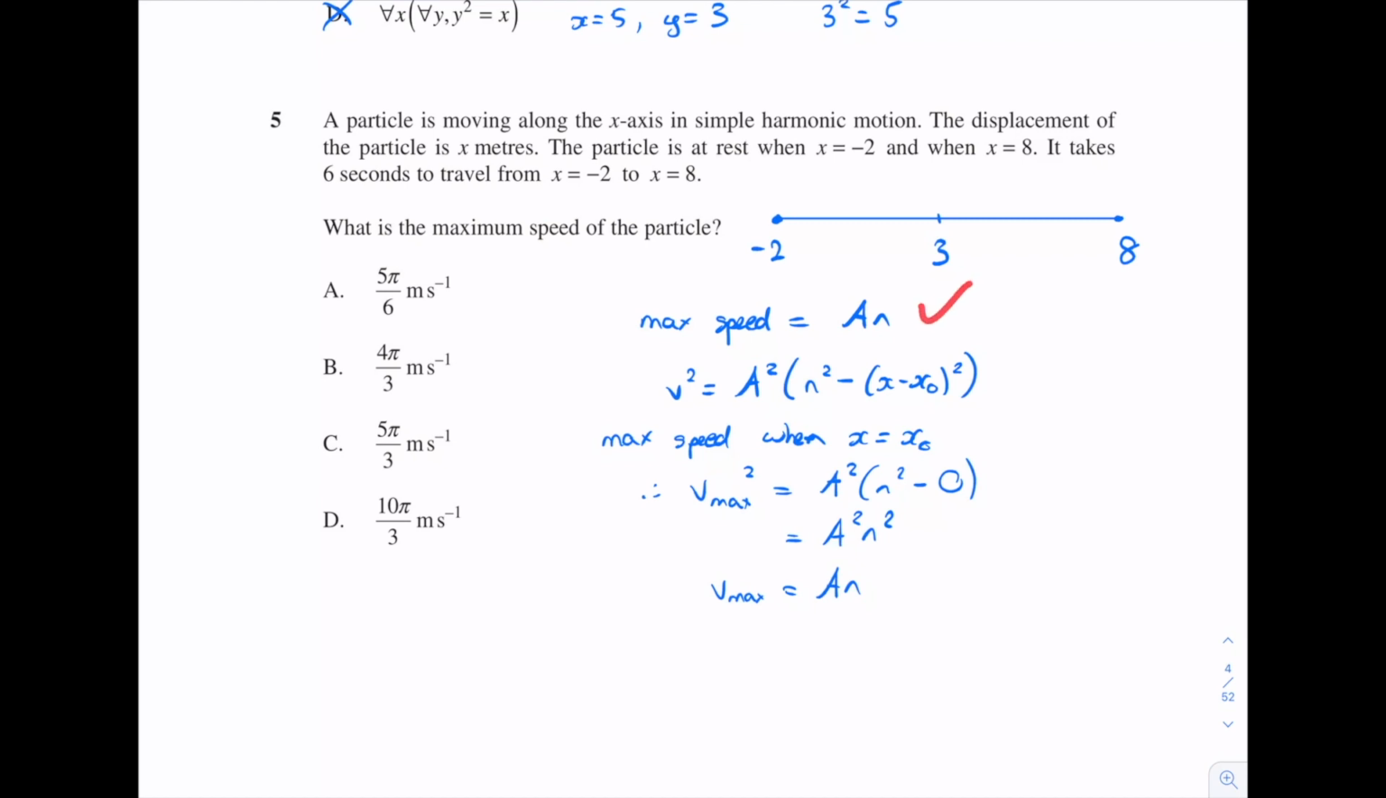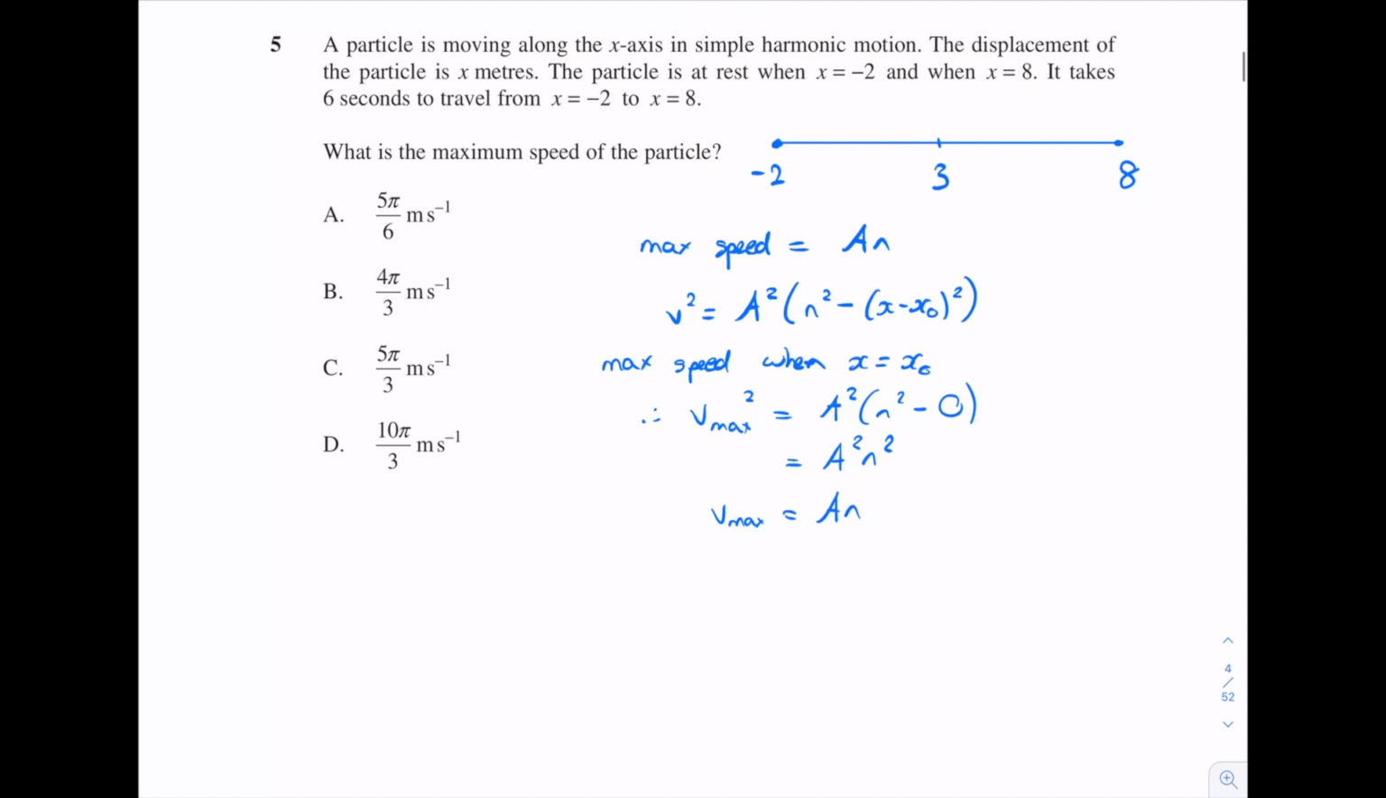Now this is a good fact to have in the back of your mind, so that if something like this pops up in a multiple choice where you don't have to show working out, you can use the fact straight away and it will help you to get your answer. So what's a? a is the amplitude, and n is what we call the angular frequency.